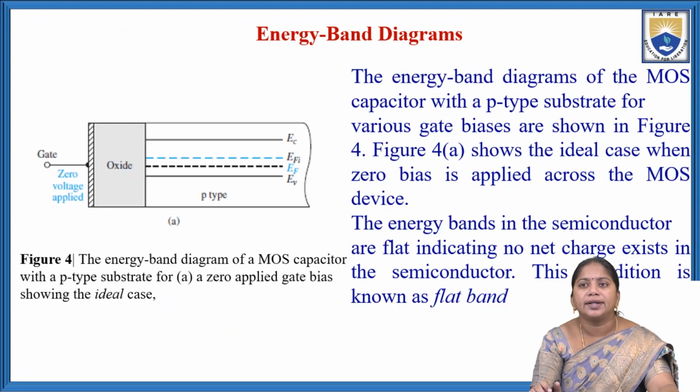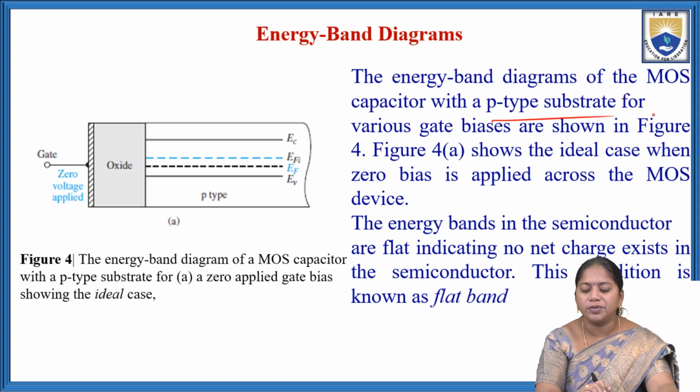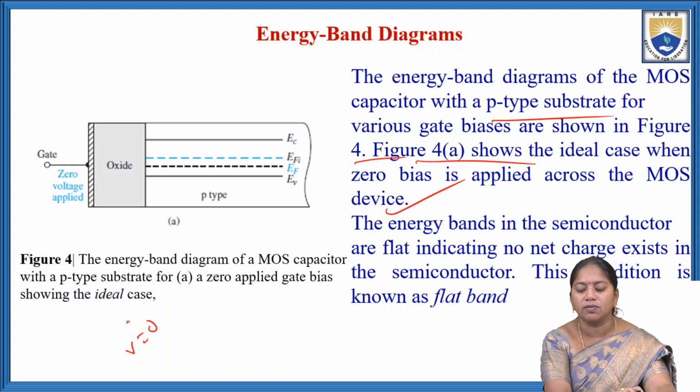Next, the energy band diagram of the MOS capacitor with a p-type substrate for various gate biases is shown in the figure. Figure 4a shows the ideal case when zero bias is applied across the MOS device. Here the voltage is 0. Zero bias means V equals 0.